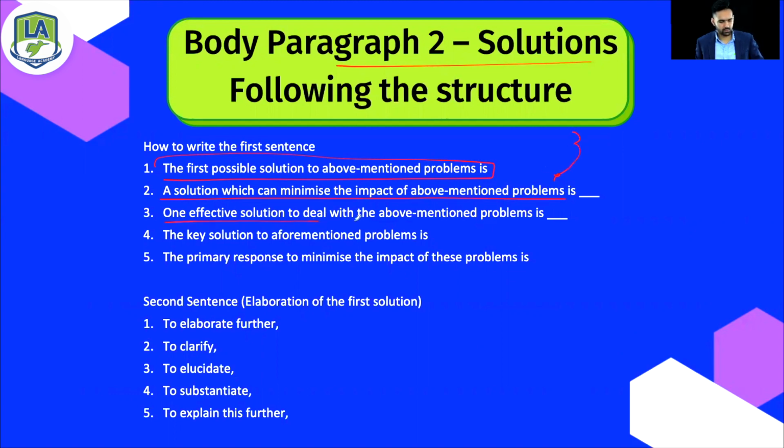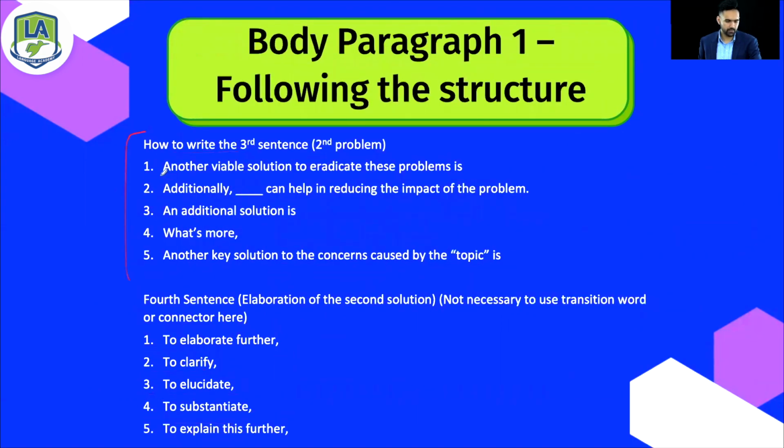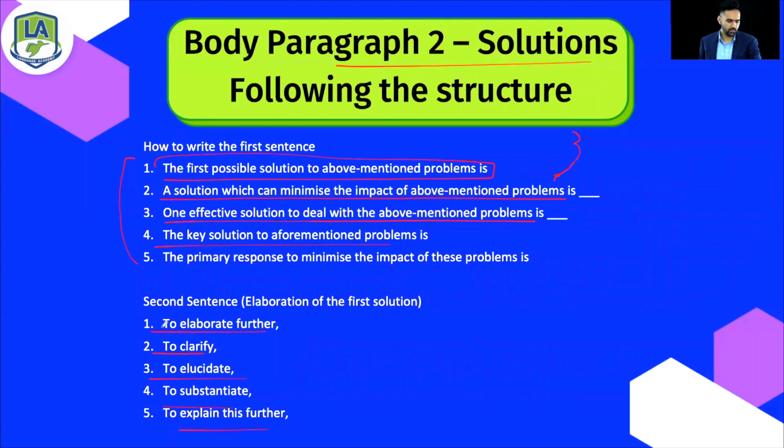One effective solution to deal with the above mentioned problems is the key solution. You can use any of these phrases to start your sentence. To elaborate further, to clarify, to elucidate, to substantiate, to explain this further. Then another viable solution, or another solution, an additional solution. What's more, we can also do this, or this can also be done. Another key solution. Then you explain this solution, to elaborate, to clarify, or you can simply skip it because you have used it over here.